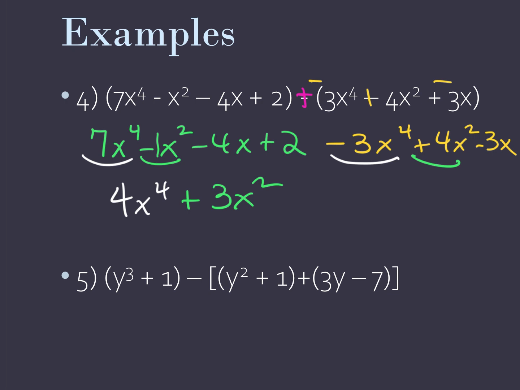Then I'm going to go back and get my x terms. Negative 4x minus 3x gives me negative 7x. And then finally, the last term is just this constant, nothing to combine with it, so just put plus 2.